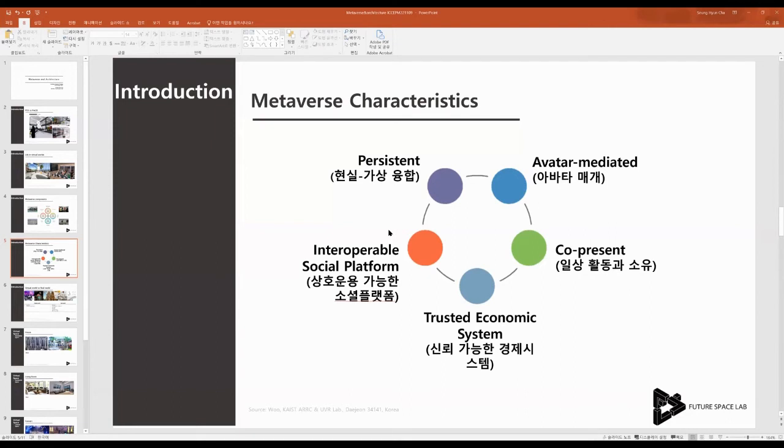The last one is an interoperable social platform. When the World Wide Web came out, there were separated domains and separate platforms. But to make the World Wide Web successful, each platform should be compatible. That's why this is very important. There are many different platforms, as you know, but if we keep the platforms separate, then we can't make it successful. That's why one of the big research areas in the Metaverse is to try to combine them and make an interoperable social platform.